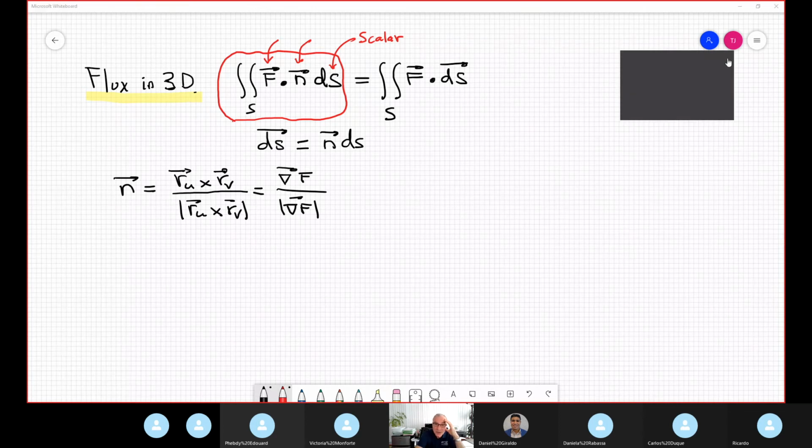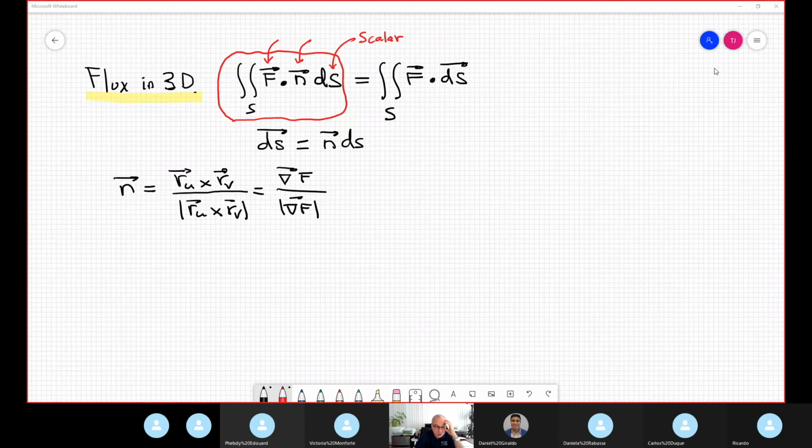Now, another way is, under the consideration that N is a normal vector and DS is a scalar, together they represent a new vector that I want to call dS. And you perform the dot product. So what is the best way? I don't know, it depends on the problem. Sometimes you determine the normal vector, multiply by the known vector field, you have a scalar function, and you perform the surface integral of the scalar function, or you determine the dS vector and perform the dot product.